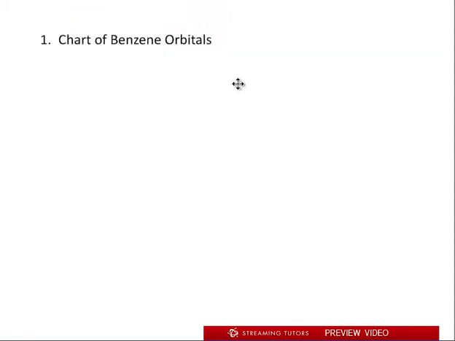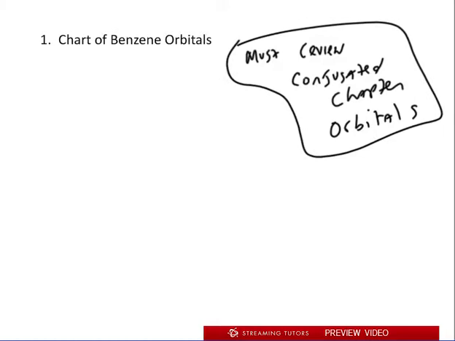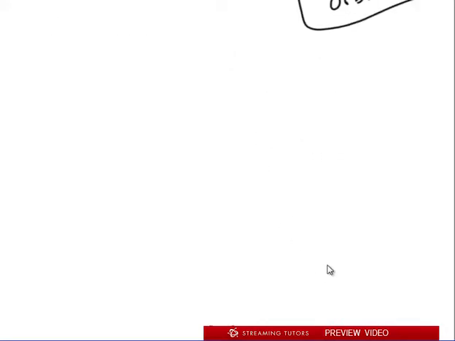Alright, let's get started. The first thing is a chart about benzene. Before we get there, I have to emphasize that you must know your basic philosophy from your conjugated chapter. You must review the conjugated chapter about orbitals, because I'm not going to go into all that detail that I already did back then. This is really a continuation of that chapter, so it's important that you have all that down.